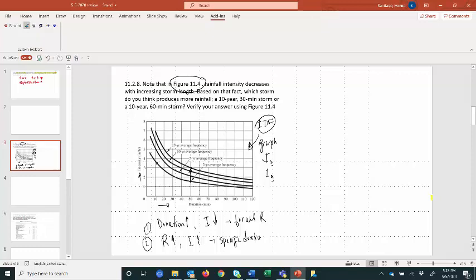Okay? So now let's go back to the problem. Based on that fact, which storm do you think produces more rainfall? A 10-year, 30-minute storm. So you're going to compare a 10-year, 30-minute storm versus a 10-year, 60-minute storm. So the question is, which one produces more rainfall?